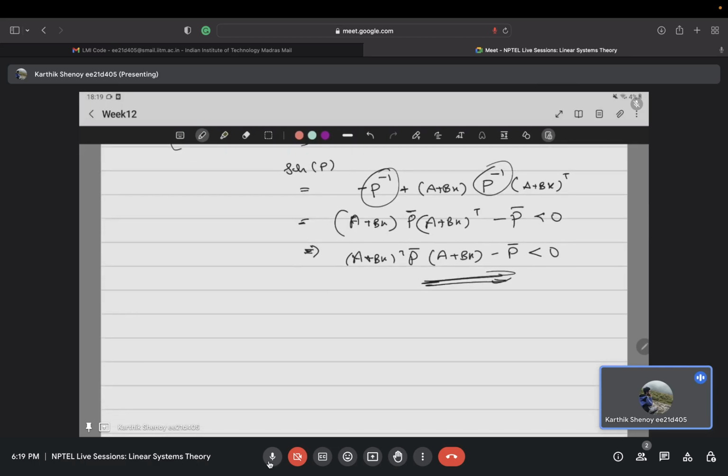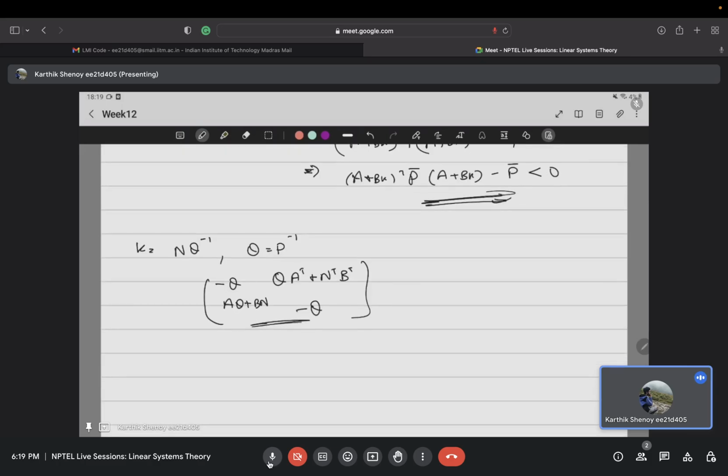So we convert by replacing K equal to N Q inverse, where Q is P inverse. Now if I do that, I will get minus Q on both sides and Q A transpose plus N transpose B transpose, and similarly this will be A Q plus B N. So for solving all this, it is not trivial by hand. Even for 2 cross 2 it is difficult.